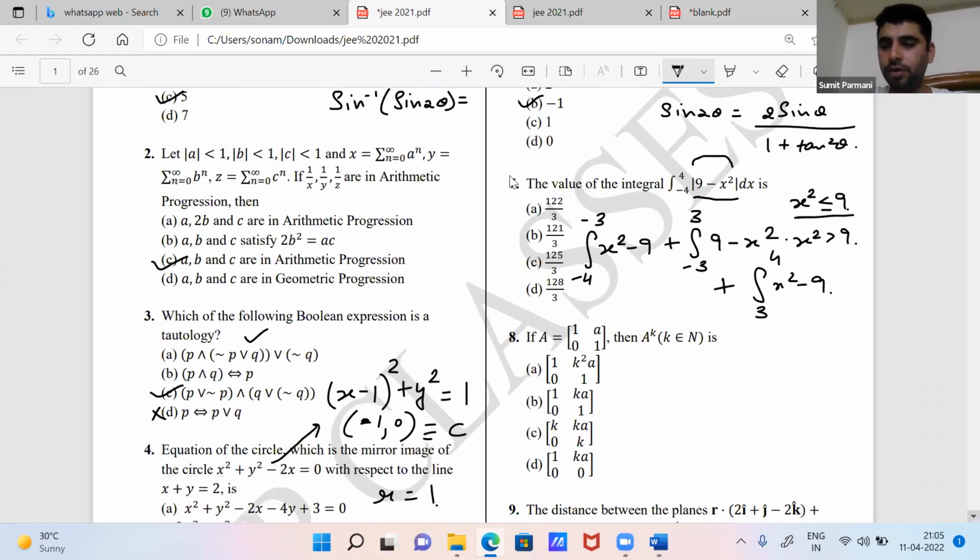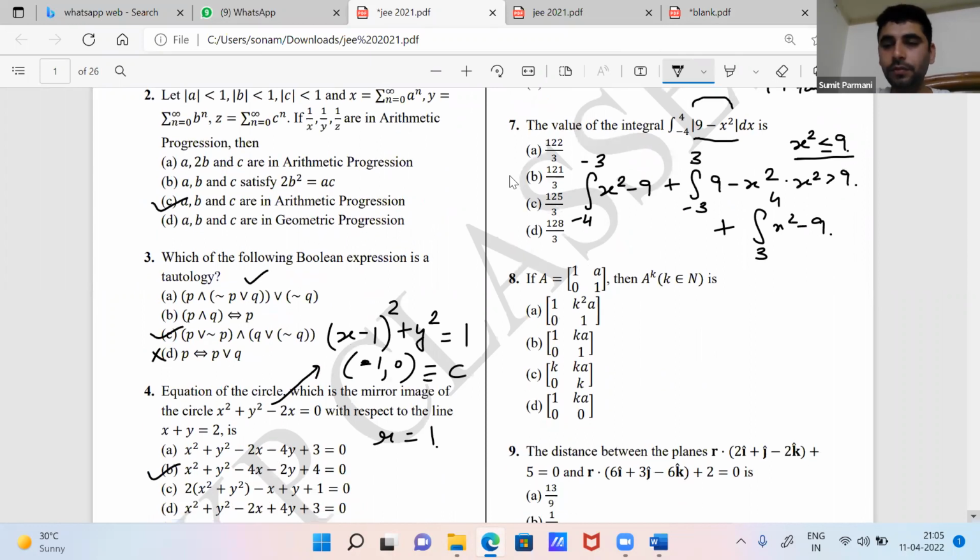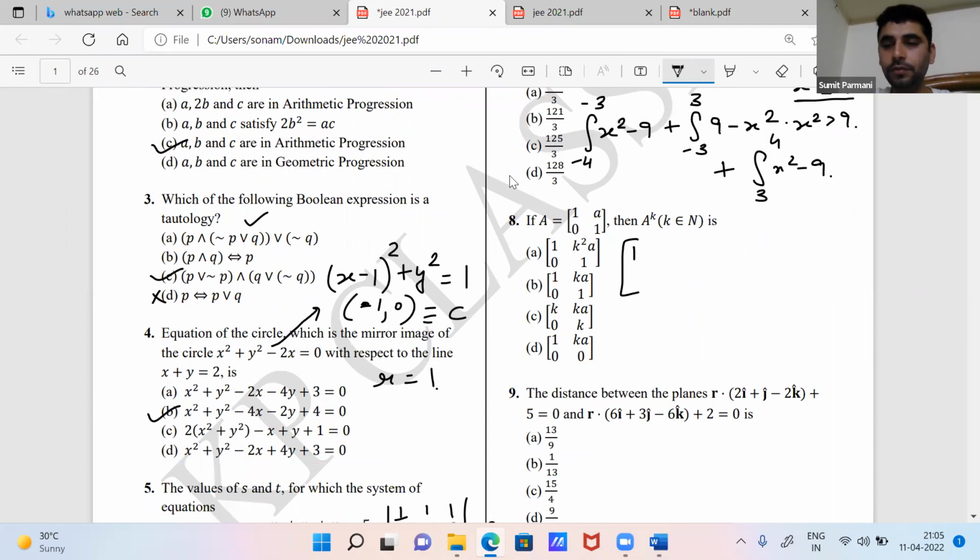For question number 8, we have to find A raised to the power k. I'm multiplying A with A. This is [1 a; 0 1] and again [1 a; 0 1]. So this is matrix multiplication. 1 into 1, 1, a into 0, 0. This is 1. 1 into a, a, and 0 into 1, 0. 1 into 0, 0, 0 into a, 0.